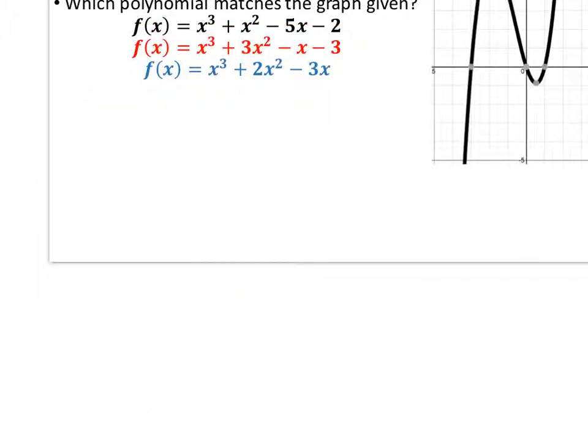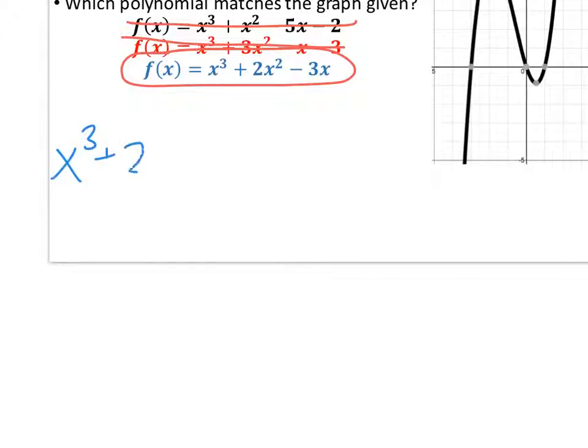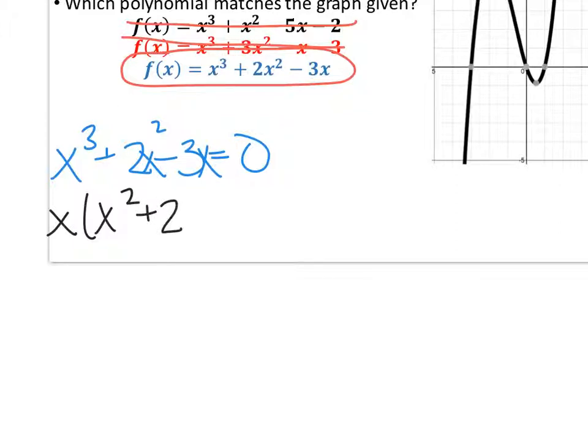Okay. So I know the first two do not work. So I'm going to assume that the last one does match this graph. We're going to try it just to make sure. So I have x cubed plus 2x squared minus 3x equals 0. It's a degree 3 polynomial, but I do notice there's only 3 terms, so I'm going to attempt the star method here. So I'm going to take out a GCF first of x. So I have x squared plus 2x minus 3.